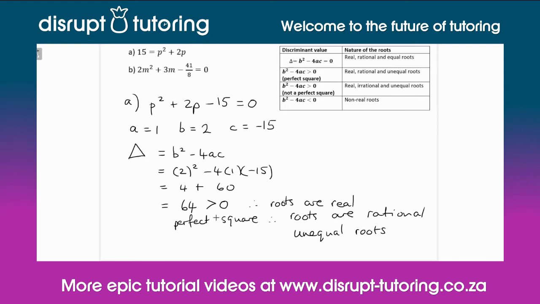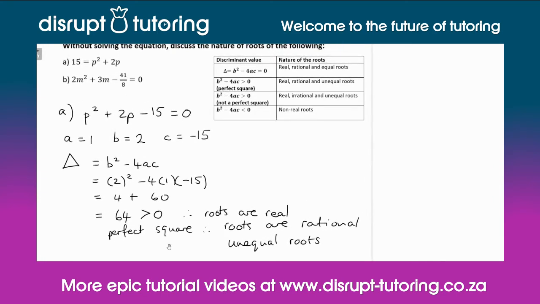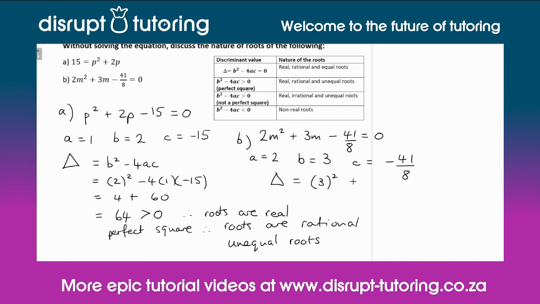Okay, moving on to B. If we have a look at B and write it in standard form, 2m squared plus 3m minus 41 over 8 equal to 0. So this question is already in standard form. So I can read off my a value is 2, my b value is 3, my c value is minus 41 over 8. Therefore my discriminant is b squared minus 4ac.